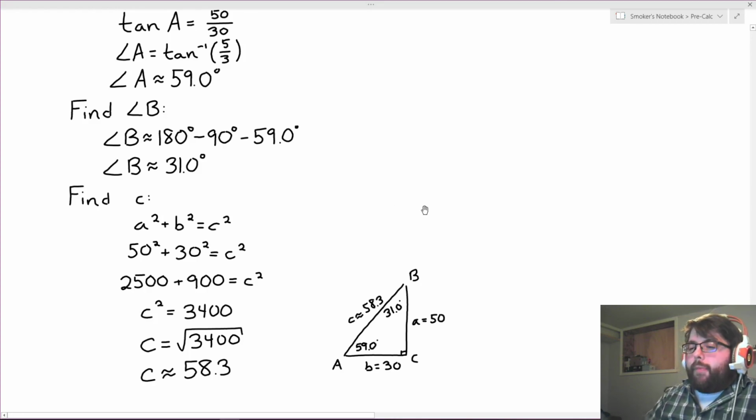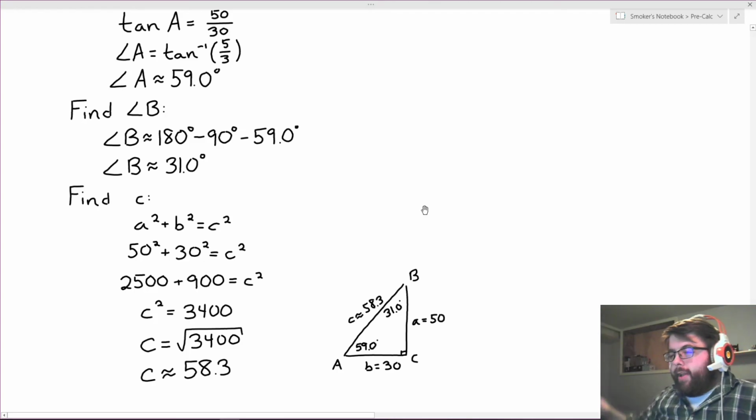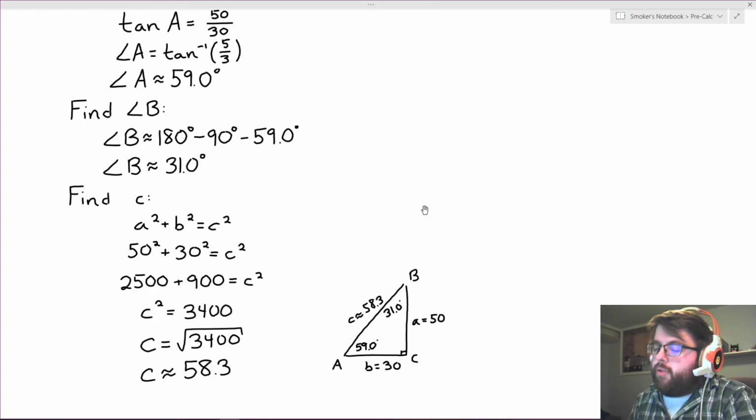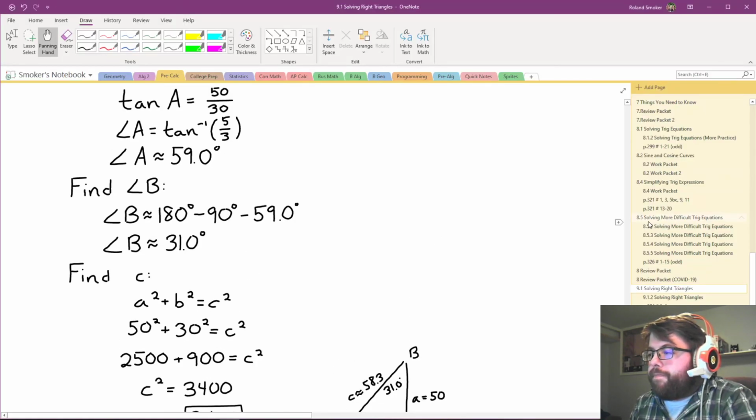There will be more complicated problems in the future where you will be forced to solve in certain ways because we will be forced to use rounded numbers, but that's only because that's the only way to continue. But with the right triangles, that's not the case, okay?